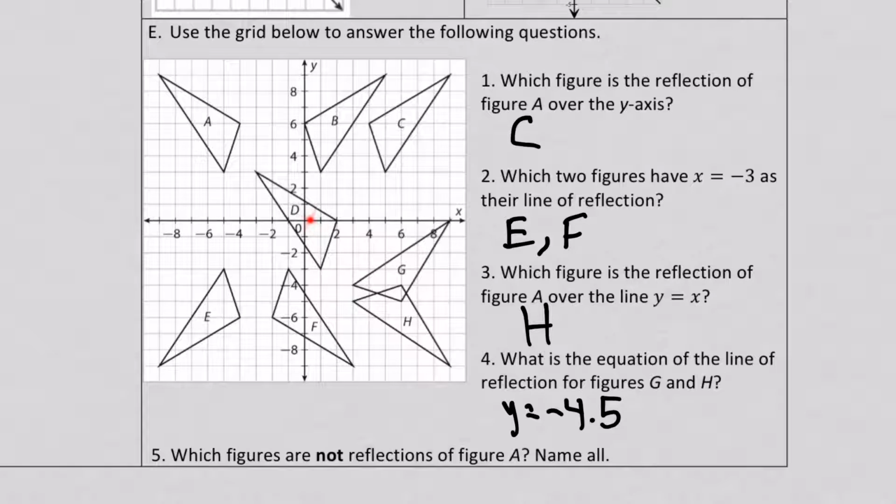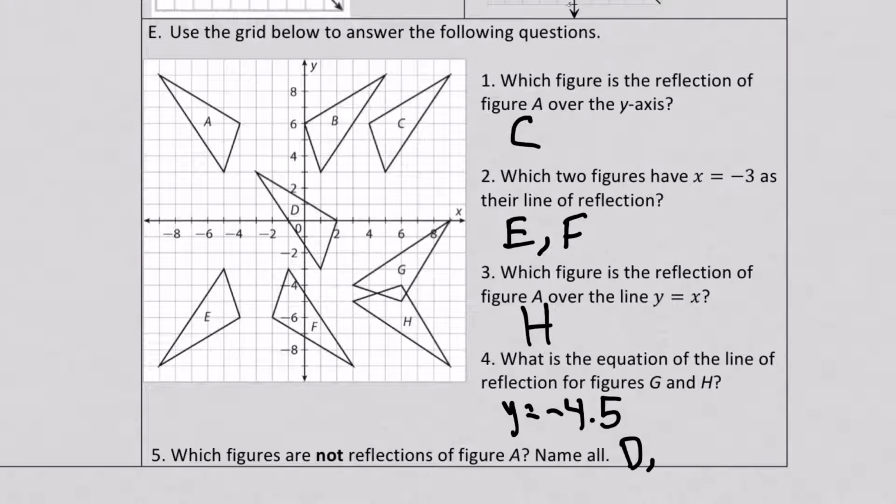What about D? Is there a way to reflect A and make it land on D? Not possible, right? Remember, reflection is a flip. This one's not flipped at all. It's facing the exact same direction. It's a translation of it, right? It moved to the right and down, but it's not a reflection. So D is the first one we found. Not a reflection. All right, let's keep going. What about E? Yeah, E is a reflection, right? Here's your line of reflection right here, the x-axis.